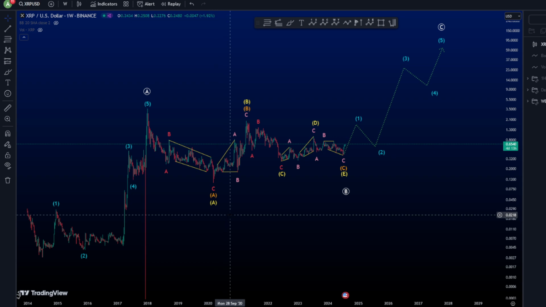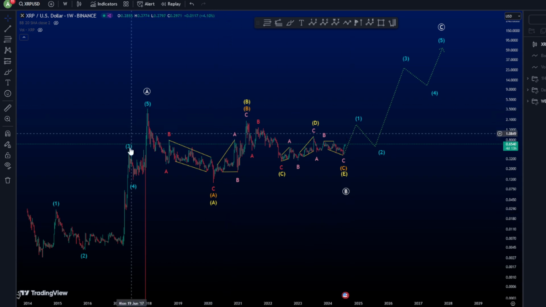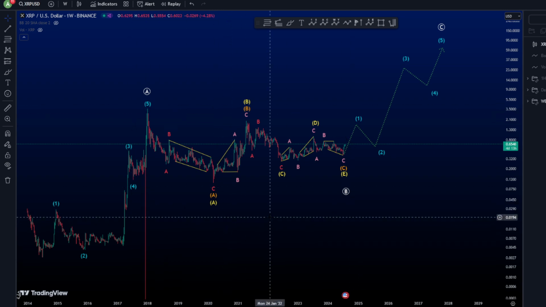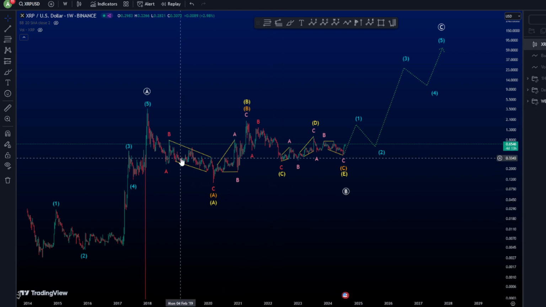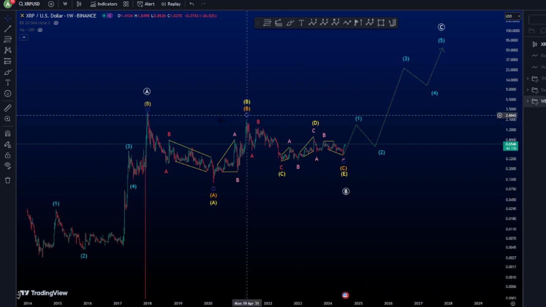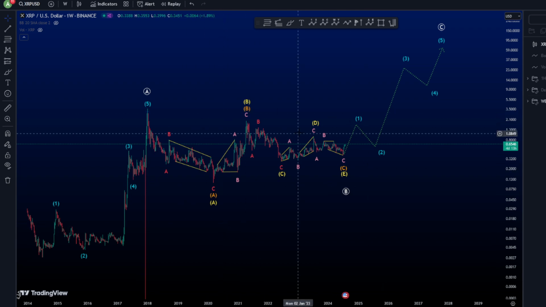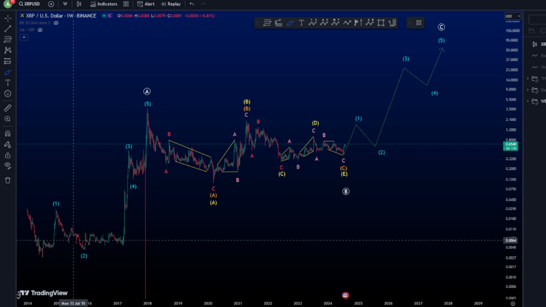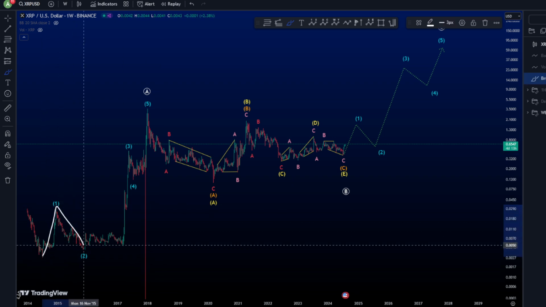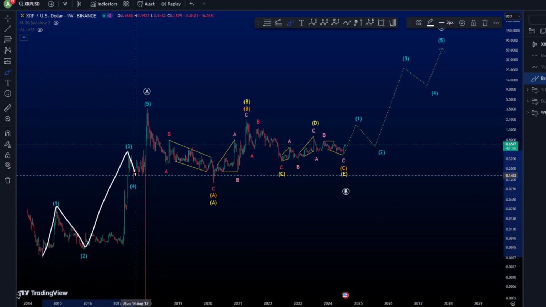This is the first video for Ripple, so it's going to be a deep analysis of what is going on inside Ripple, starting from the weekly, then the daily, then the 1 hour chart, and looking at what Ripple is doing. Starting on the weekly chart, we can see a clear impulse that happened in the history of Ripple.